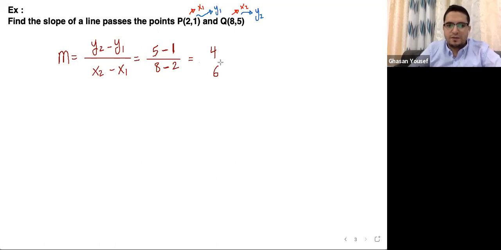We can simplify it by dividing both the numerator and the denominator by 2. This is correct, Bilal. 2 over 3. Yes, 2 over 3, by dividing both the numerator and the denominator by 2. So I get 2 over 3. This is the slope. Look, the slope is positive, right?